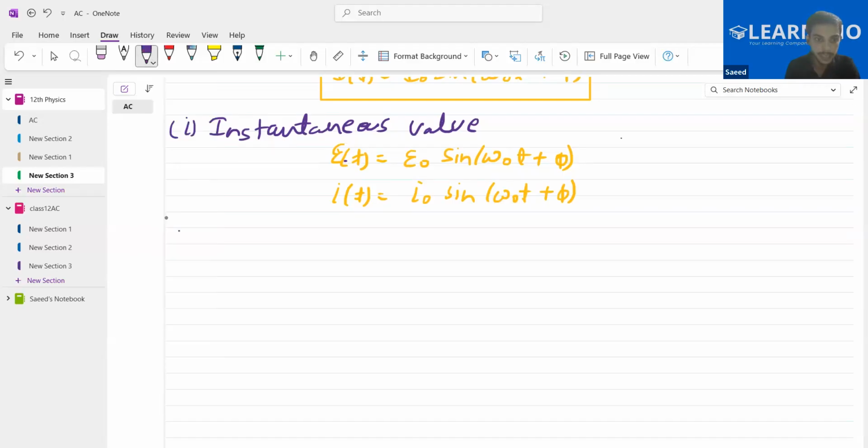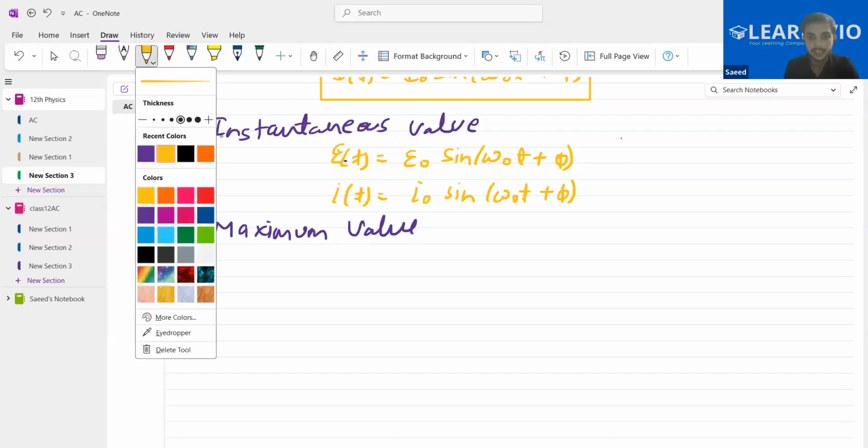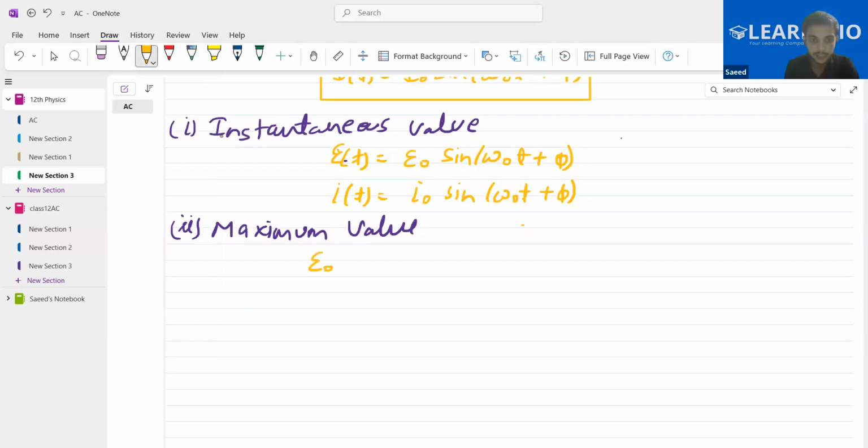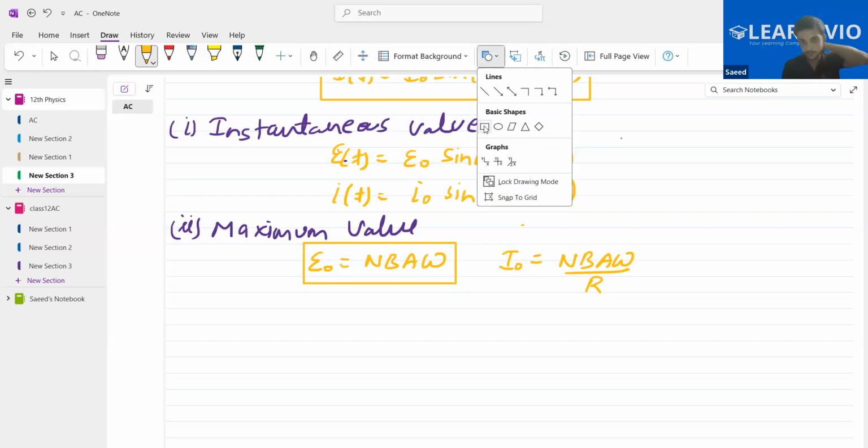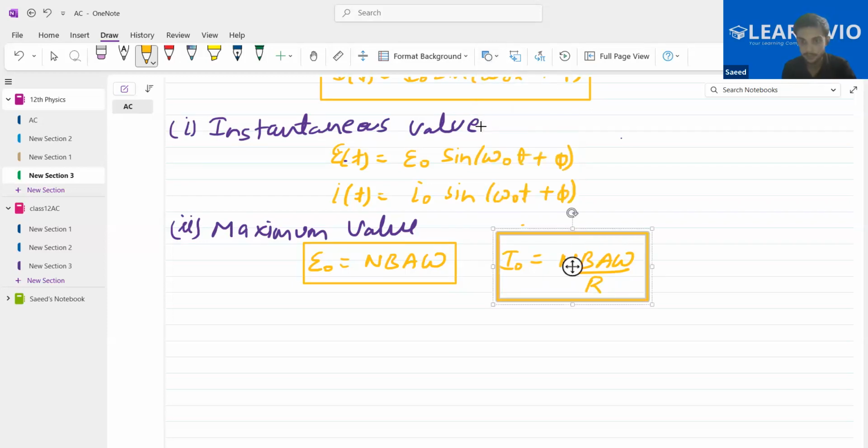There is one more value, that is the maximum value. The maximum value of E will be E naught, and we know that is NBA omega. And we know about I naught also. The maximum value is NBA omega whole divided by R. Understood? This is the maximum value.